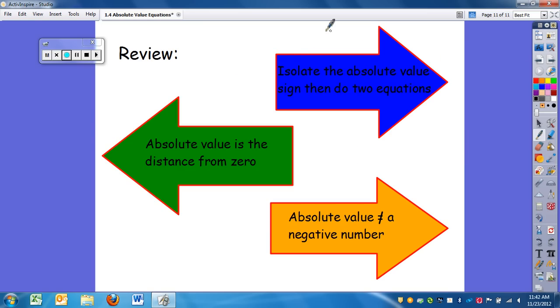So just to review, remember when you're solving absolute value equations, you isolate the absolute value. Do not do your two equations before that. And then you can do your two equations to get your two answers. Absolute value, just to review the definition, is your distance from 0. And absolute value cannot equal a negative number because it's always going to produce a positive number.